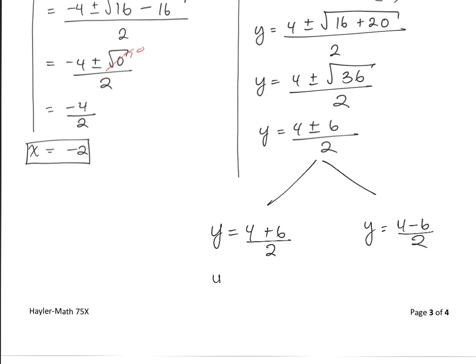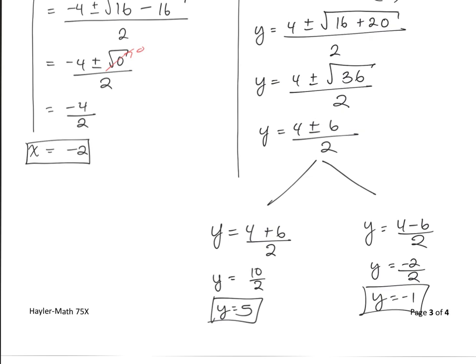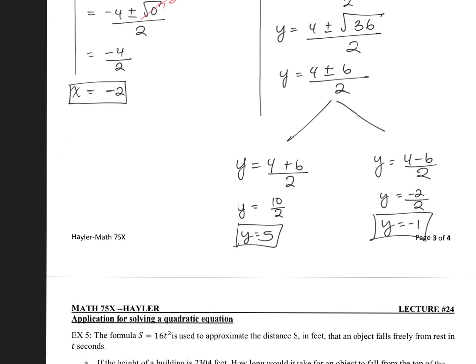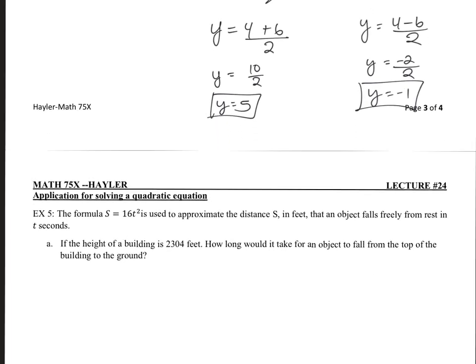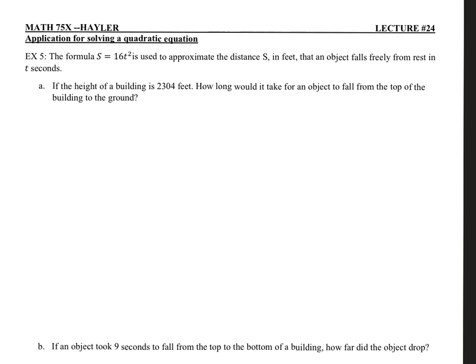Continue to simplify that. We get 10 divided by 2, so y equals 5. And then y equals negative 2 divided by 2, so y equals negative 1. All right, there we go. That was it for the quadratic formula. So now you know all 3 methods for solving. Let's go ahead and solve an application.